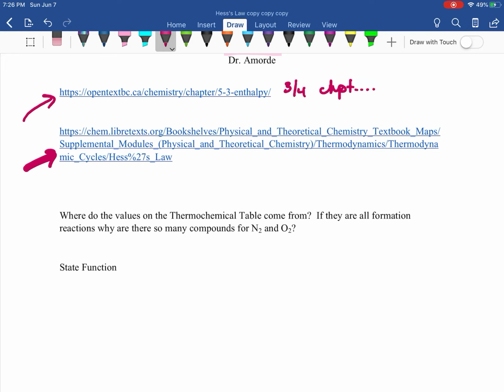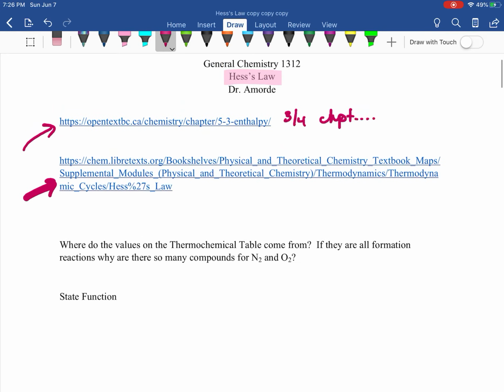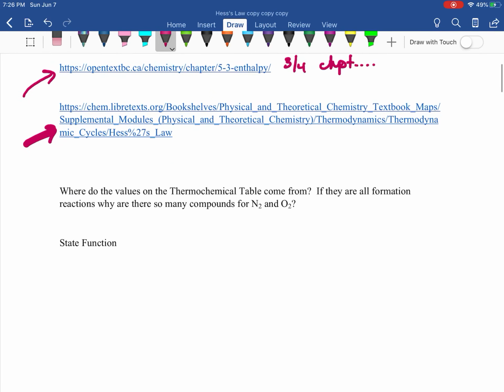And then of course in any textbook, if you've got an old textbook that you've got your hands on, which is awesome, you'll find Hess's Law in that thermochemical chapter as well.